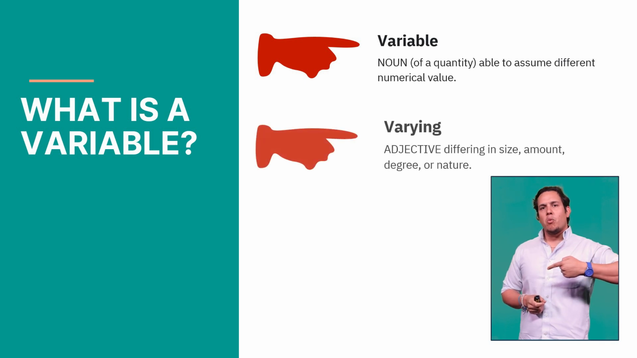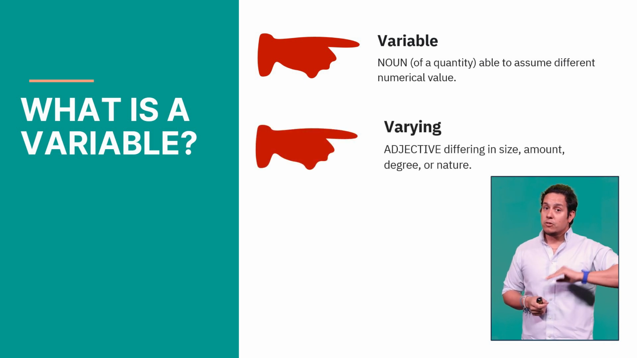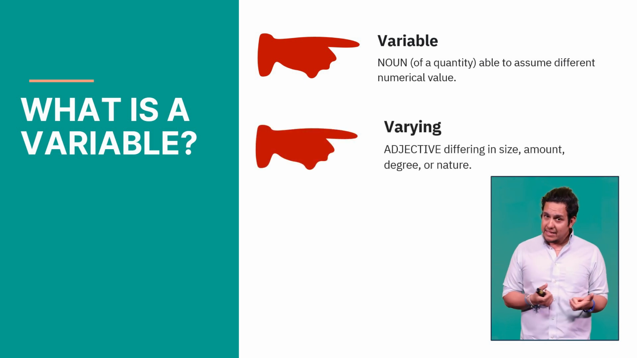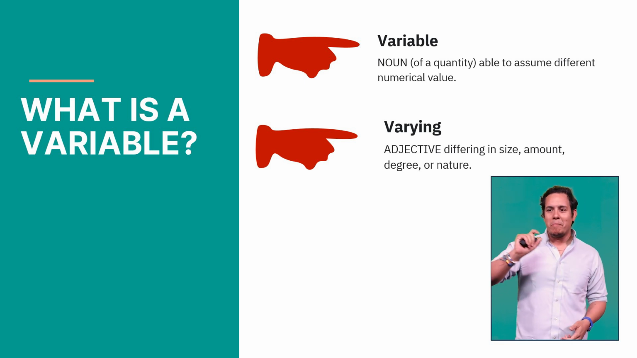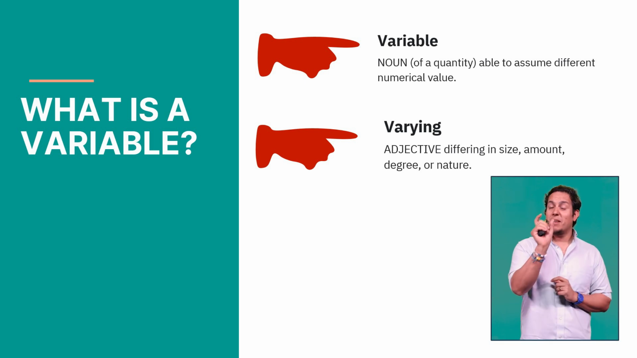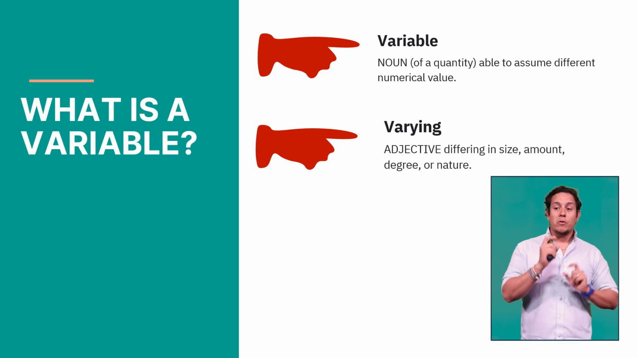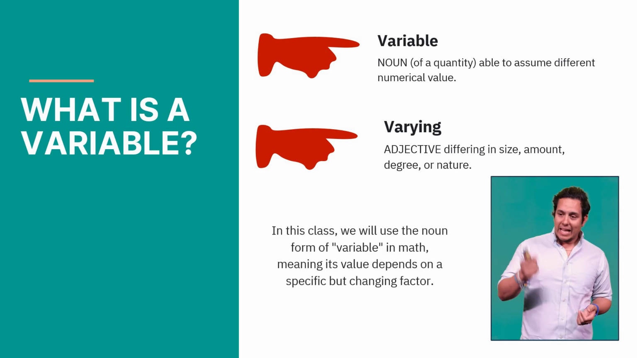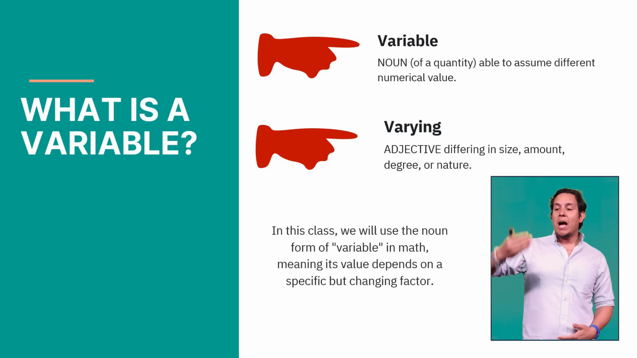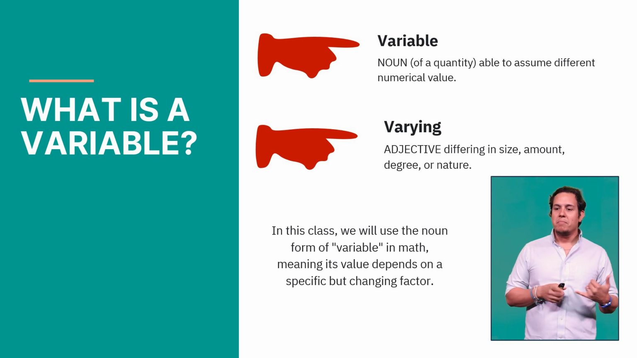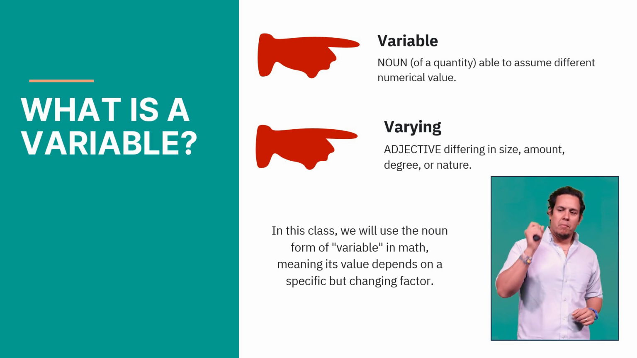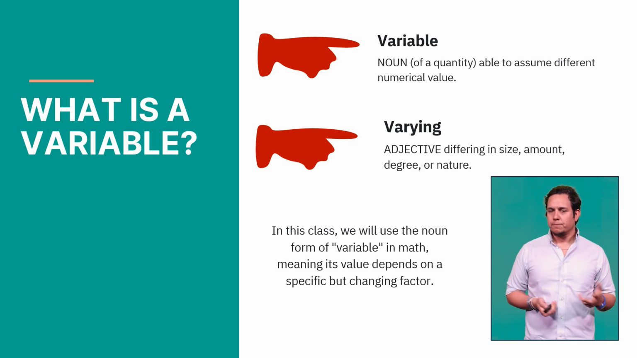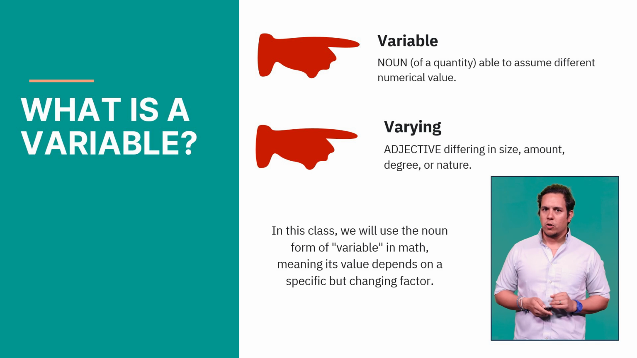And then we're also going to talk about varying. Something that's varying is where we'll utilize it as an adjective, meaning differing in size, amount, degree or nature. So we'll use both variables and varying. In this class, we will use the noun form of variable, as in math, meaning that the value depends on a specific but changing factor. Very specific, but perhaps changing. Good deal? So far, so good. Here we go.